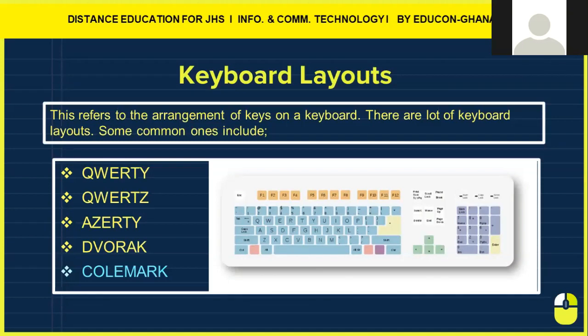For example, the QWERTY, this one we see here on the screen. On the top row of keys, you find QWERTY. So this is what gives you the name, the QWERTY layout. The AZERTY is there, the DVORAK, the COMAC, they are all there. The Dvorak was named after the inventor, Augustus Dvorak. Okay. So these are layouts of a keyboard.